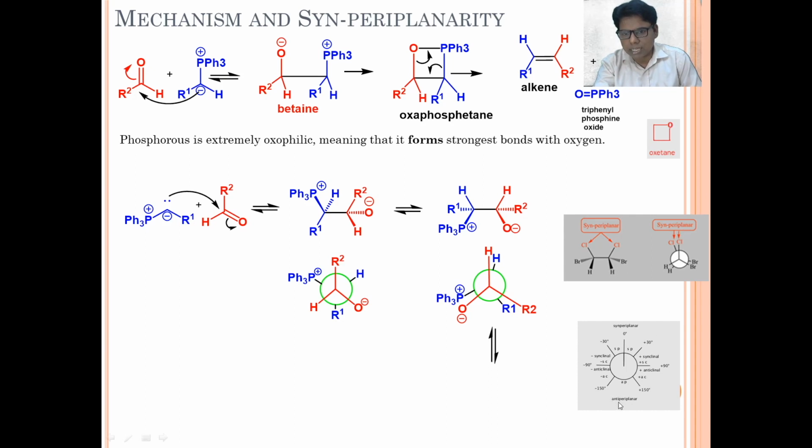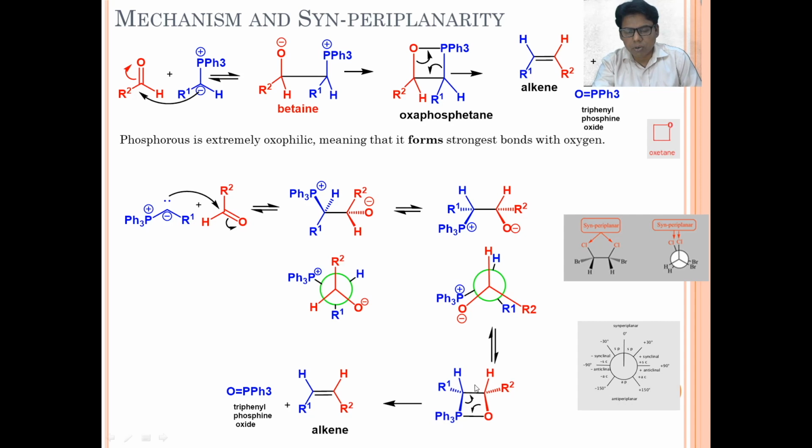Generally E2 reaction is anti-periplanar reaction. That is, it should be in this range. One group is on this side, second is here. In this case, both the groups oxygen and PPh3 are leaving, so they are on the same side, hence the name syn periplanar. First of all, it cyclizes giving oxaphosphetane and then breaks into alkene. So this is how the structure is syn periplanar, and it gives you very specialized kind of product, most likely the Z product.